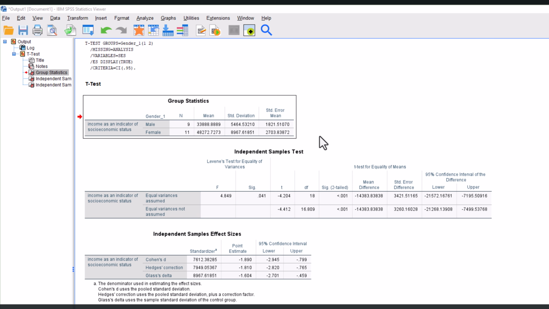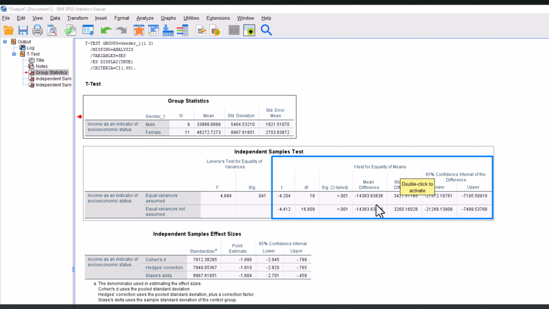From the descriptive table, we've already noticed that the mean for the females is greater than the mean for the males. In order to assess if the difference is significant, we need to refer to the significance two-tail value under test for equality of means.